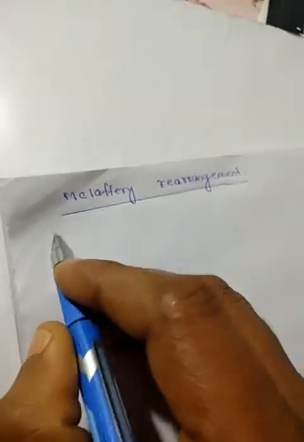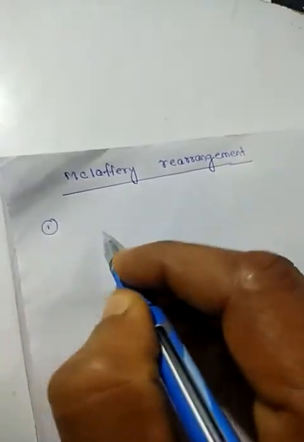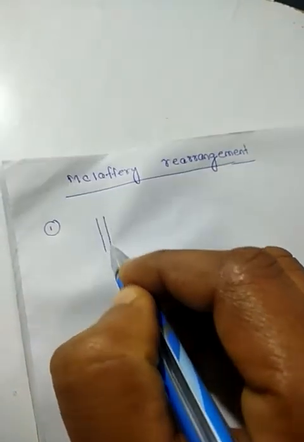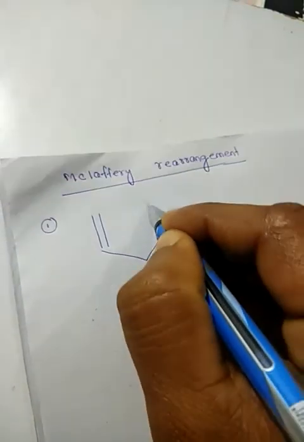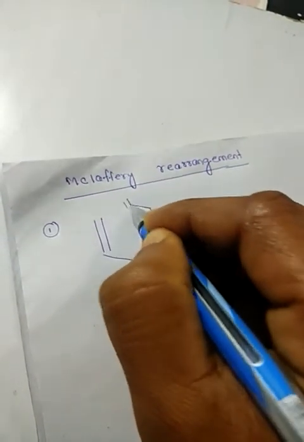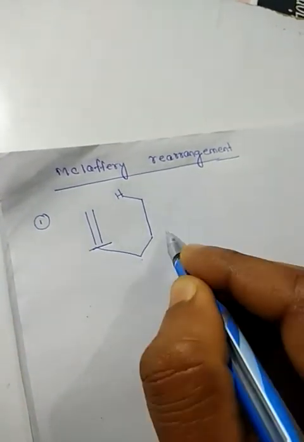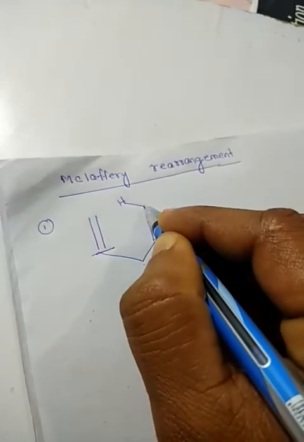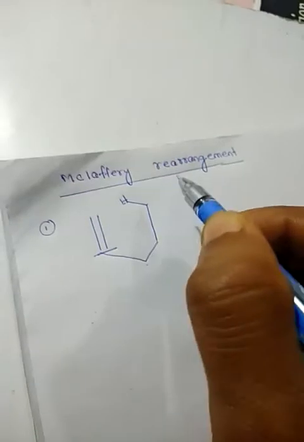McLafferty rearrangement is one of the rearrangements in mass spectroscopy. It occurs in a molecule which contains an unsaturated bond or a lone pair of electrons, and also has a gamma hydrogen atom. In this case, this is our functional group, this is the alpha carbon, this is beta and this is gamma carbon. The gamma carbon must contain at least one gamma hydrogen atom.